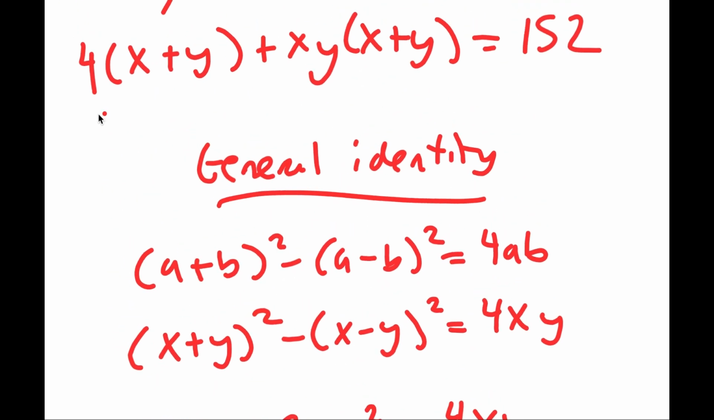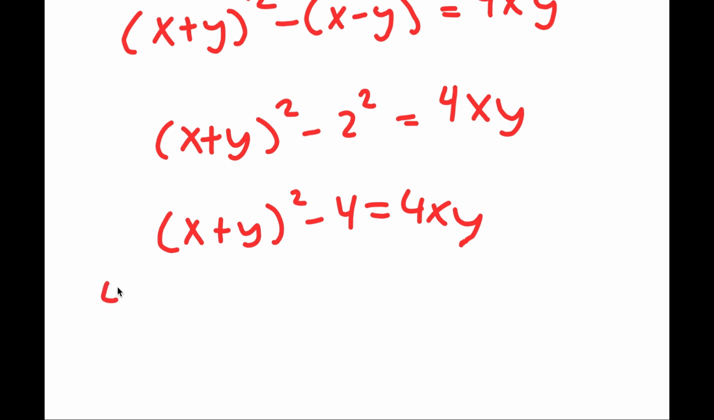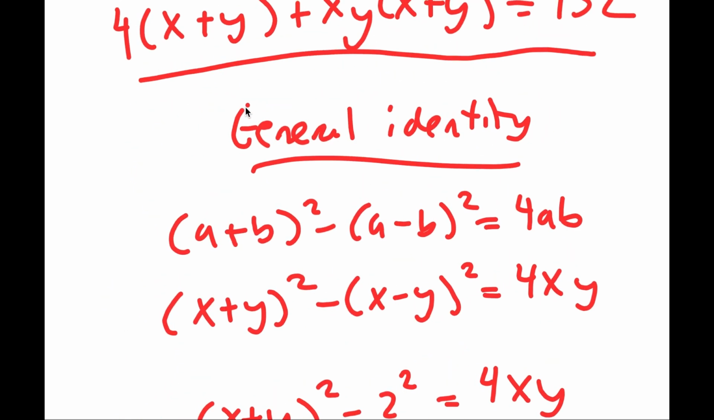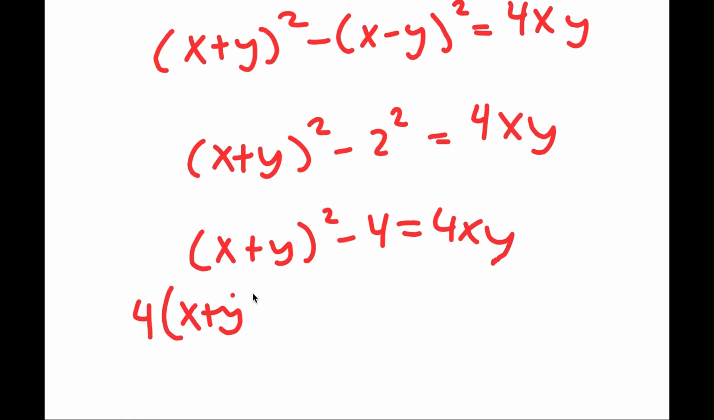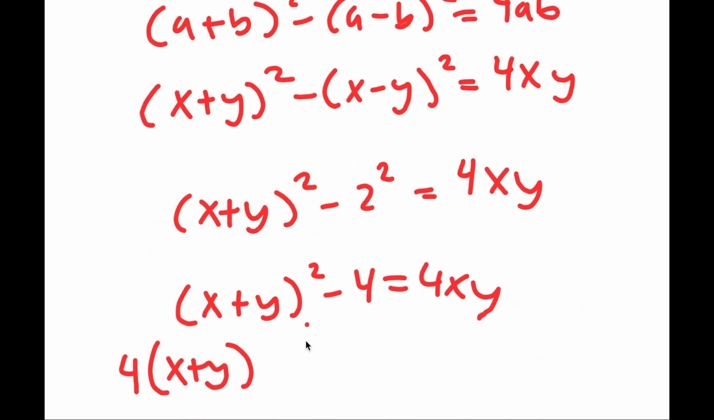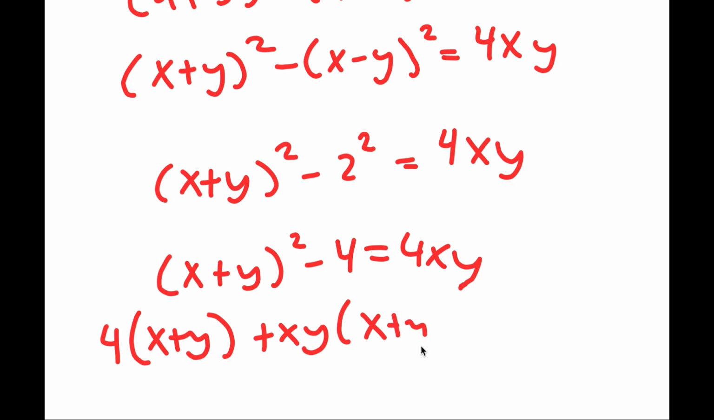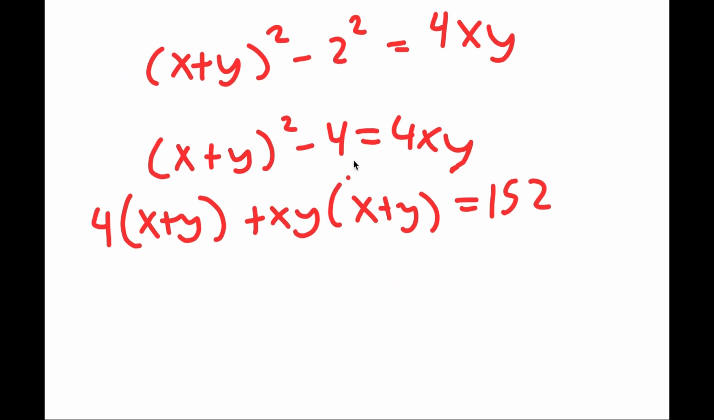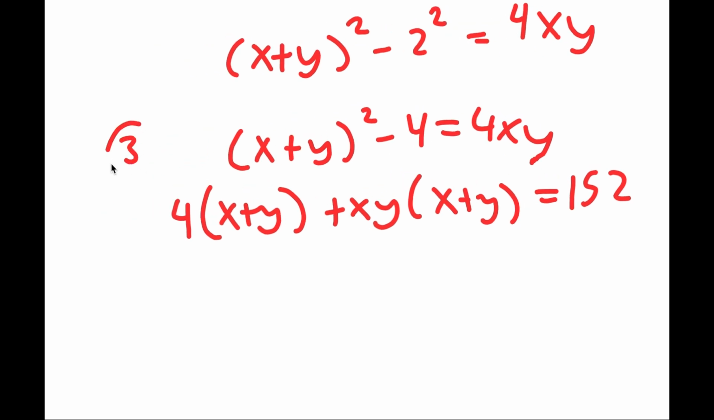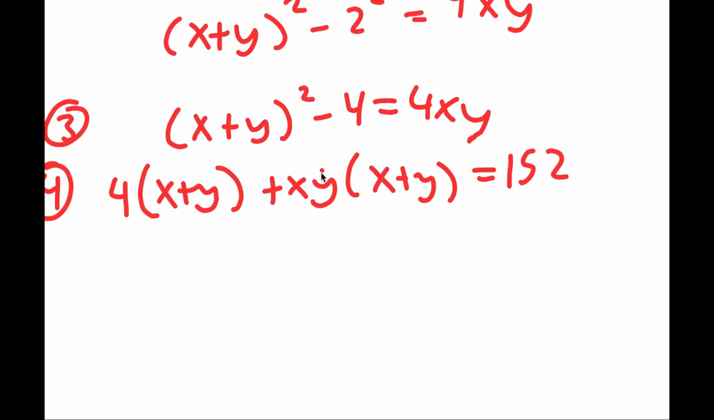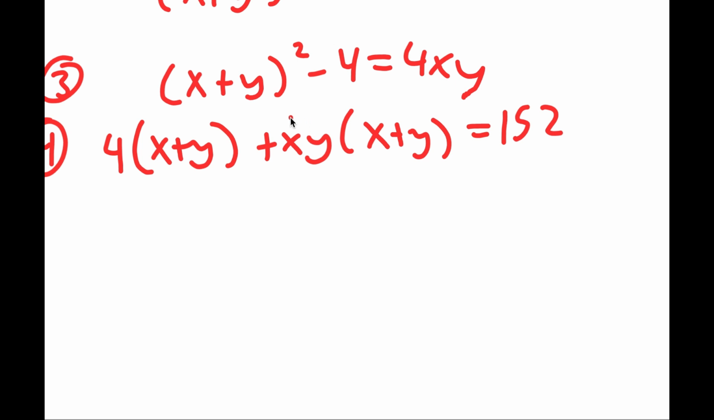So going back, we have 4 times x plus y plus xy times x plus y is equal to 152. So I'm going to write this over here: 4 times x plus y plus xy times x plus y is equal to 152. I'm going to label this equation 3 and equation 4. I'm going to solve these two simultaneously.